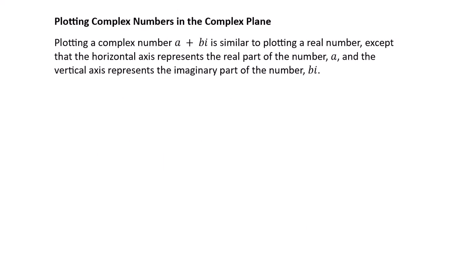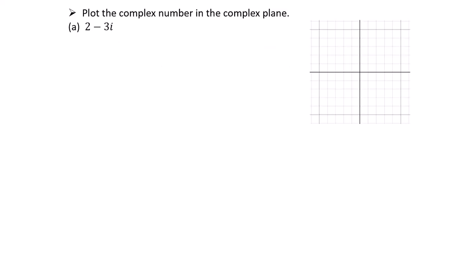Plotting complex numbers in the complex plane. Plotting a complex number a plus bi is similar to plotting a real number, except that the horizontal axis represents the real part of the number, a, and the vertical axis represents the imaginary part of the number, bi. Plot the complex number in the complex plane. This is the real axis, and this is the imaginary axis.